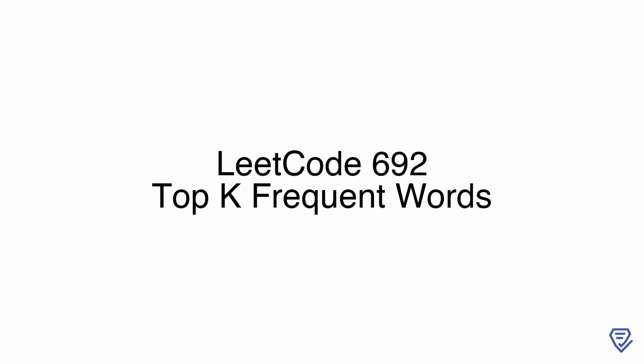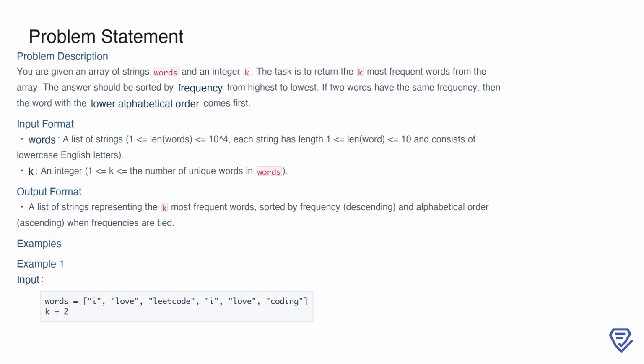Welcome! Today, we'll dive into problem number 692, titled Top K Frequent Words. In this problem, we'll explore how to identify the most frequently occurring words in a given text and rank them based on frequency and lexicographical order. Let's get started. In this problem, you are given an array of strings called words and an integer k.